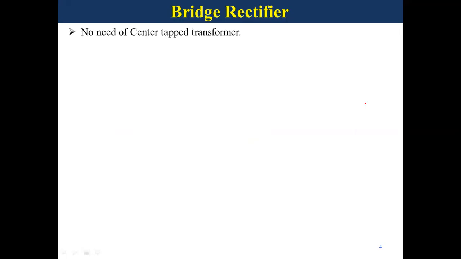In center tapped full wave rectifier, there is a center tapped transformer and two diodes. In a center tapped transformer, the tapping location should be exactly at the center. Only then, in the secondary, are we getting two equal magnitude and opposite phase signals so as to drive two diodes. But it is somewhat difficult to identify that tapping location. In our bridge rectifier, there is no need of a center tapped transformer.